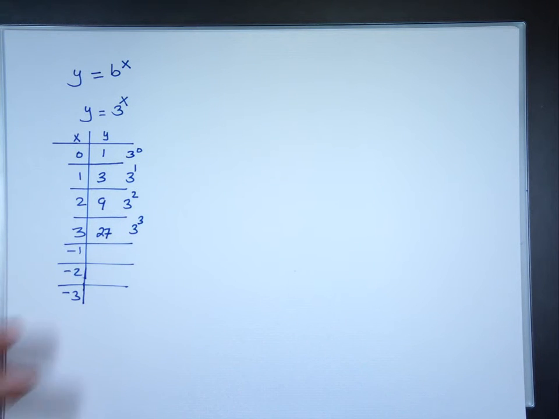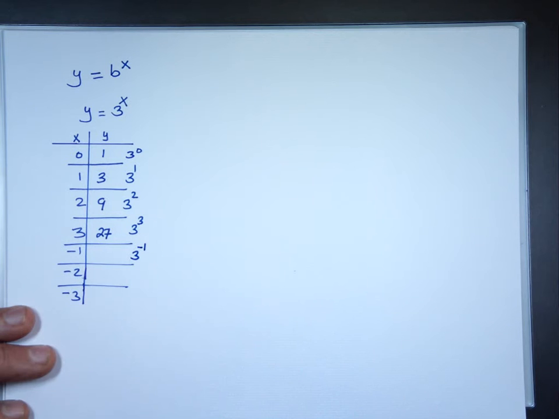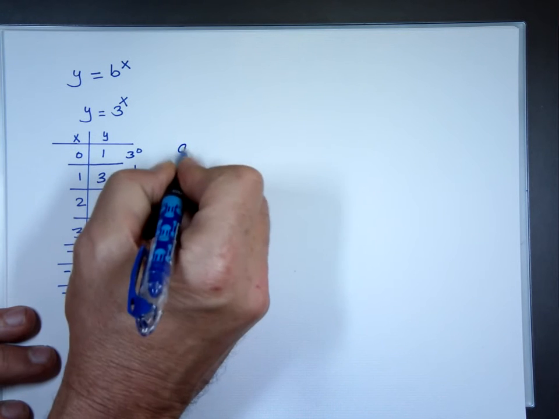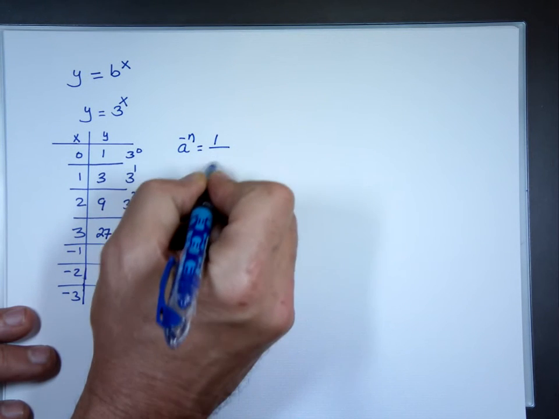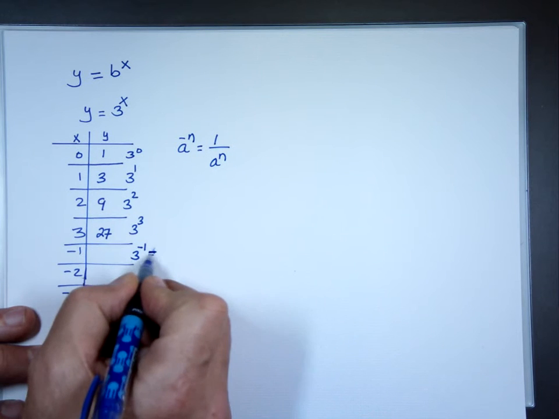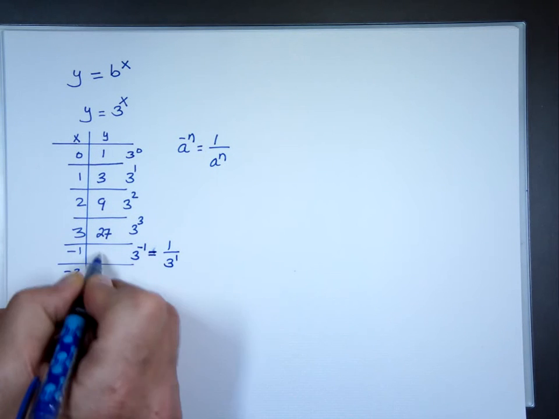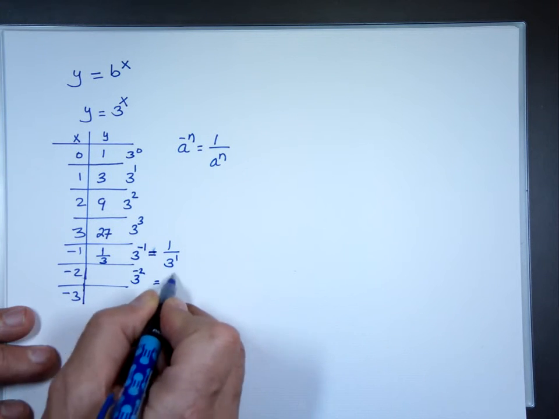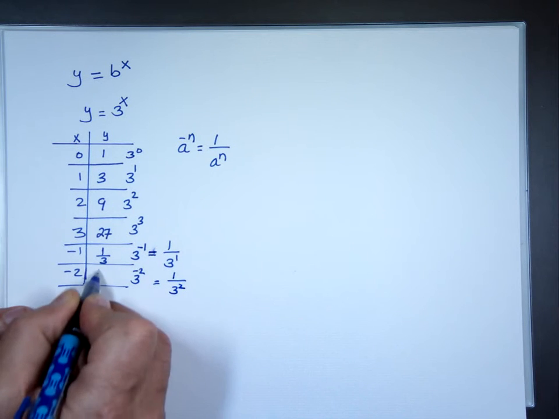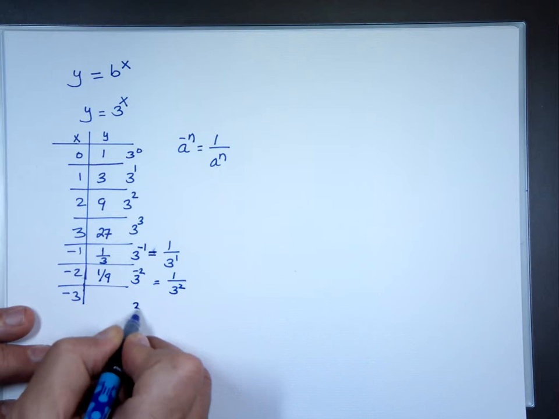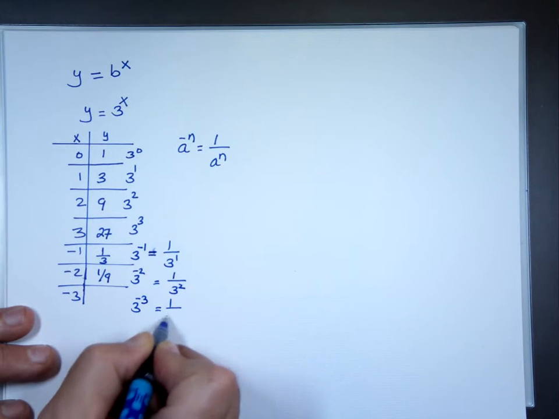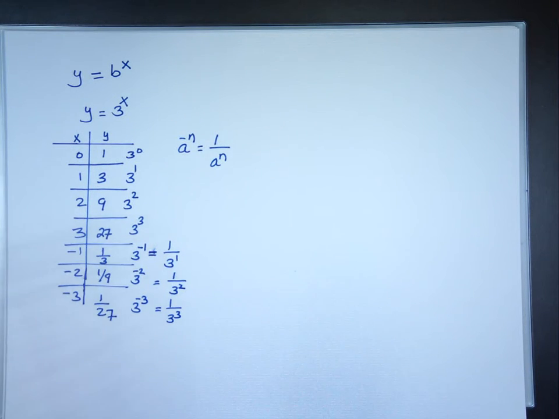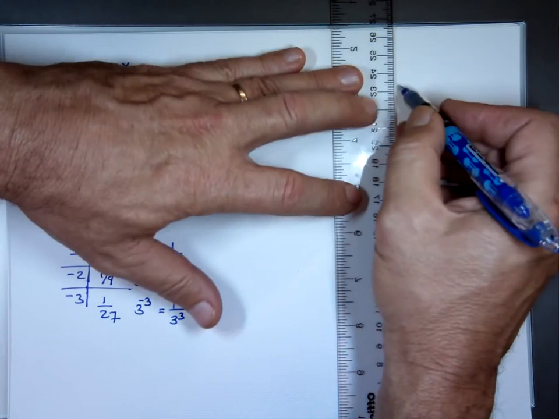When it's negative 1, very good. When you have a negative exponent, the rule says a to the negative n is what? 1 over a to the n. 1 over 3 to the first, which is 1/3. 3 to the minus 2 is 1 over 3 squared, which is what? 1/9. 3 to the minus 3 is 1 over 3 cubed, which is what? 1 over 27. And you'll notice that number never actually hits 0. It gets really small, but we'll never get 0.